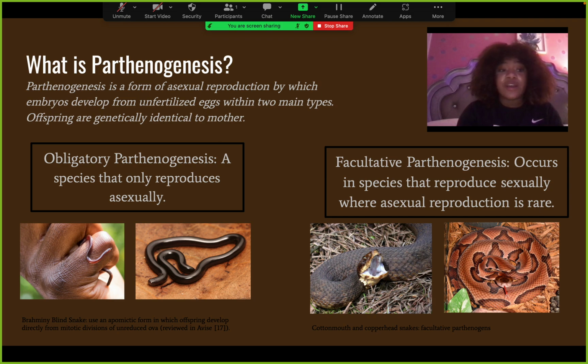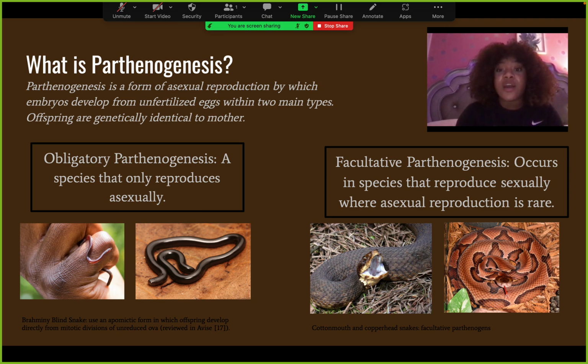At the bottom left here, you see this little guy, kind of looks like an earthworm, but this is actually a Brahminy blind snake. So this species of snake uses an apomictic form of parthenogenesis in which offspring develops directly from mitotic divisions of unreduced ova, which are mature female reproductive cells.